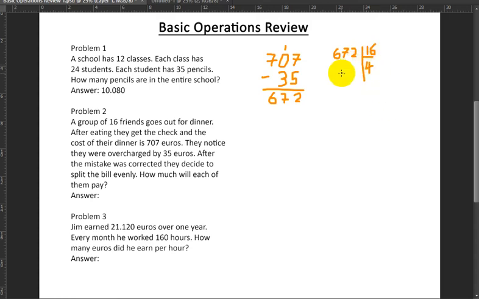And 4 times 16 gives me 64. 67 take away 64 gives me 3, which is less than 16, so I can continue. I carry down the 2, and I say, how many times does 16 fit into 32? That would be twice. 2 times 16 makes 32. So 32 minus 32 makes 0. And my answer is 4.